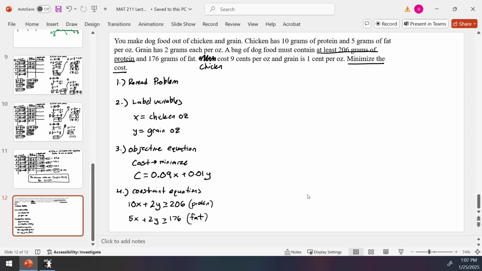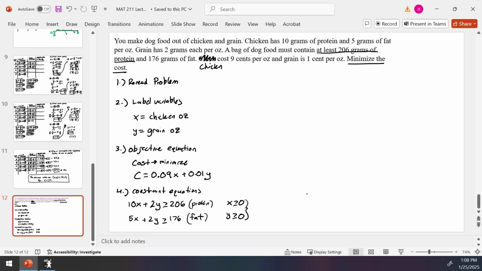But there are 2 other equations that you have to consider. They are not given, but if you think about it logically, it would make sense. If you don't use any chicken, then how much protein would you have? Or if you didn't have any grain, how much fat or protein would you have? So the question then becomes, can I have negative ounces of chicken or negative ounces of grain? And the answer is no, because that doesn't make sense logically. So these both have to be greater than or equal to 0.